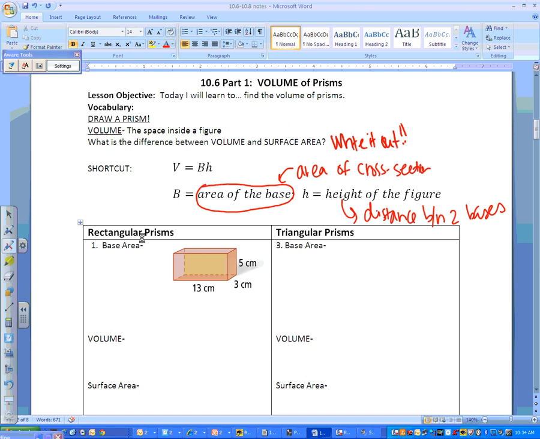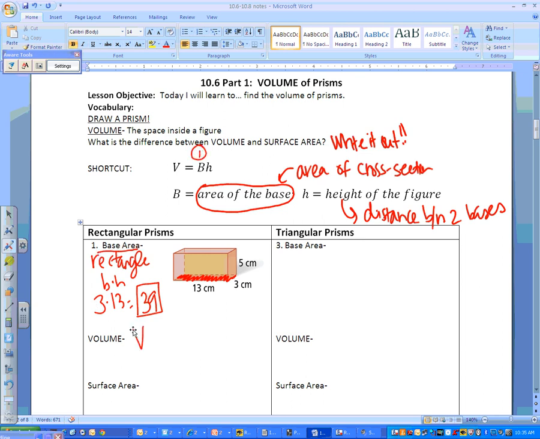Okay, for number 1, rectangular prism. Again, I want you to highlight what the base is. The first thing you're going to do is find the area of that base. Well, the shape is a rectangle. Easy. All you have to do is base times height, or length times width. So that's going to be 3 times 13, and that's going to be 39. That's the base area.